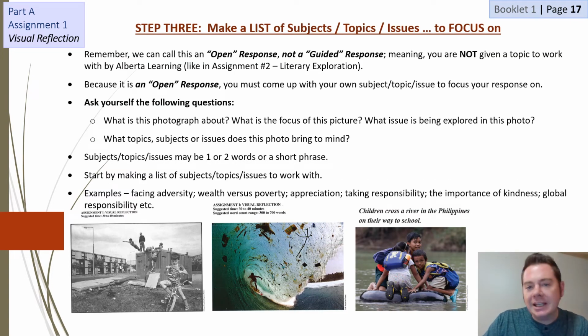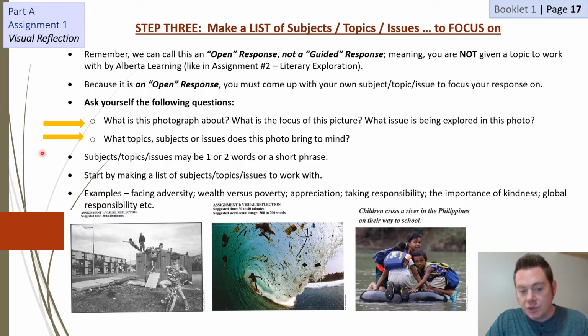So step 3 is making a list of subjects or topics or issues on which you'll be focusing. So remember, this is an open response, not a guided response. So you're not given a specific topic to work with, whereas with the literary exploration, you absolutely are. So because it's an open response, you have to come up with your own subject or topic or issue to focus your response on. So you want to ask yourself the following questions. What is this photograph about? What is the focus of the picture? What issue is being explored? What topics, subjects, or issues does this bring to mind?